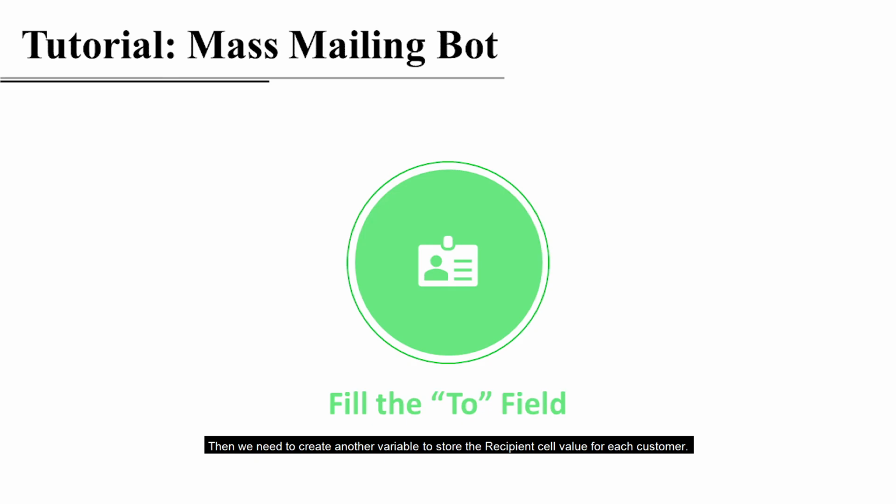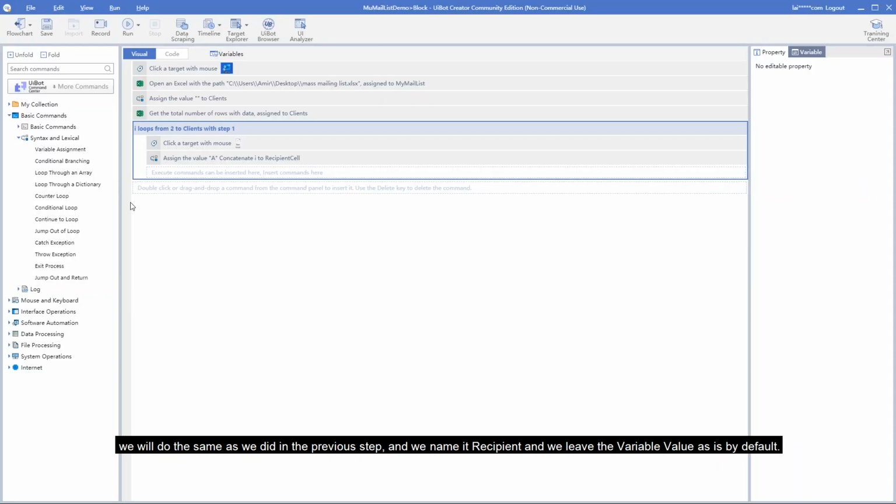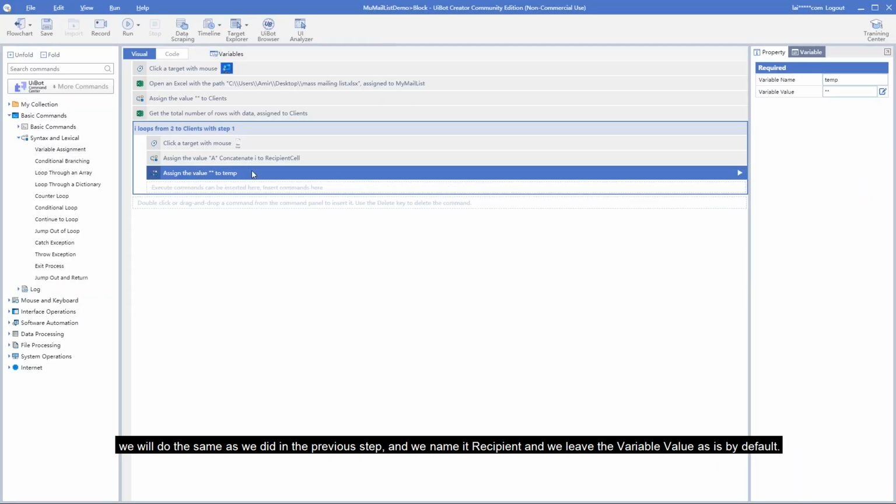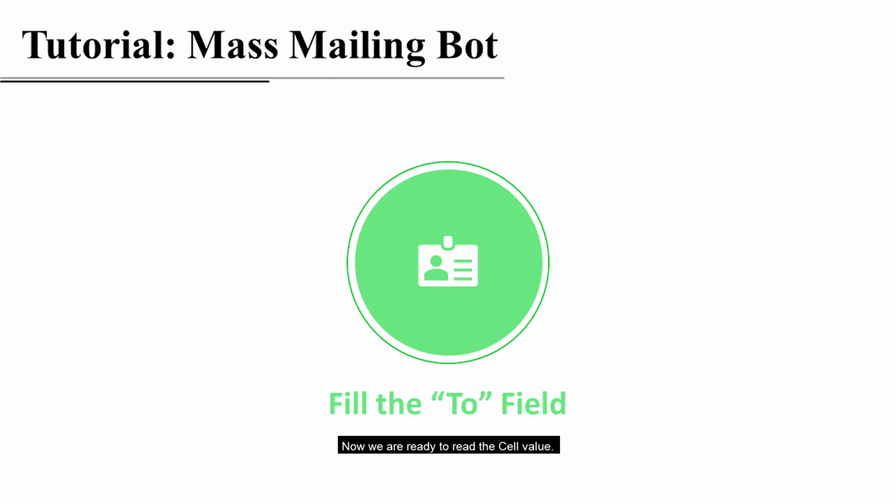Then we need to create another variable to store the recipient cell value for each customer. We will do the same as we did in the previous step, and we name it recipient, and we leave the variable value as is by default. Now we are ready to read the cell value.